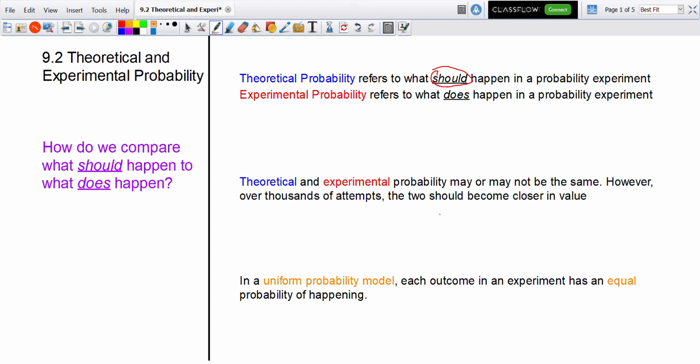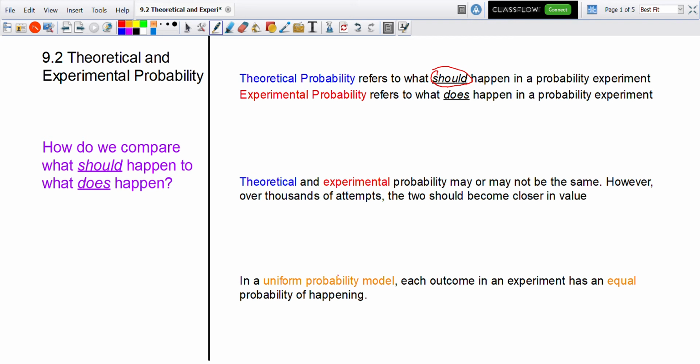But if I were to do millions and millions of attempts, millions of coin flips, over that time I should get about half heads, half tails, right, theoretically. But it could differ from what actually does happen. So we're comparing, again, theoretical probability, what should happen, versus the experimental probability, which is what actually happens when we perform the experiment.